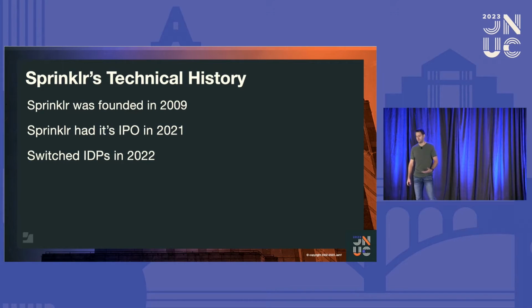Sprinklr's technical history. So Sprinklr was founded in 2009. It had its IPO in 2021. For those who are very good at math, that's 12 years of privatization. So Sprinklr was a private startup that had different priorities when it was private versus public. Some of those changes you'll see in our assets. It was okay when you were a private company to say our assets went to the recycler. Now we need a certificate of destruction or erasure.